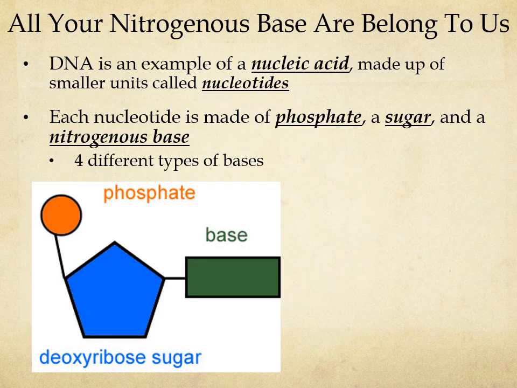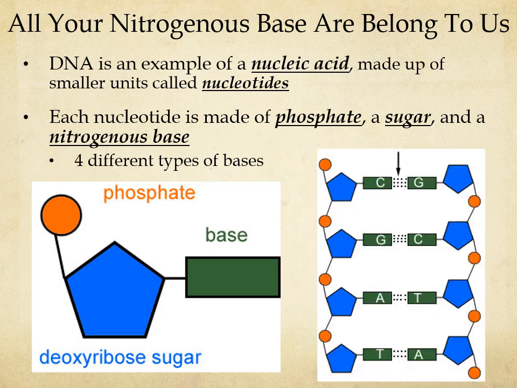So this whole thing right here on the bottom left, that is one nucleotide. That's the building block of a nucleic acid, of which DNA is an example. RNA is also a nucleic acid type. We'll see that tomorrow or Thursday for you when you're looking at your videos. And there are 4 different types of bases.